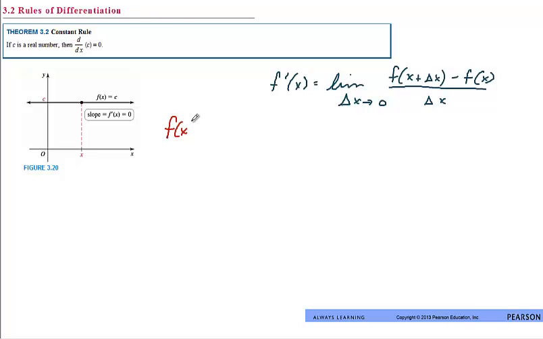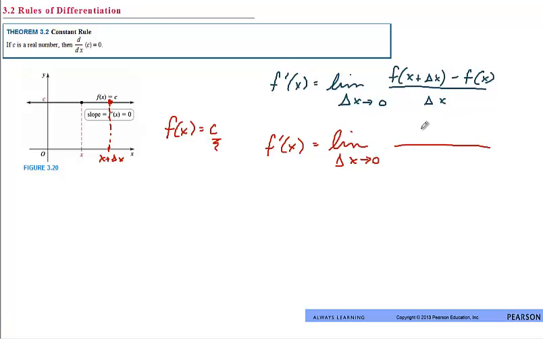So f of x is some constant, and I want to know the derivative of a function if it happens to be a constant. So let's look at how that might play out if I were to just do it for any value of c. So f prime of c is the limit as delta x goes to 0 of f of x plus delta x. What would that function value be there? That function value is c minus, and what is the f of x value at x? That would also be c, all over delta x.